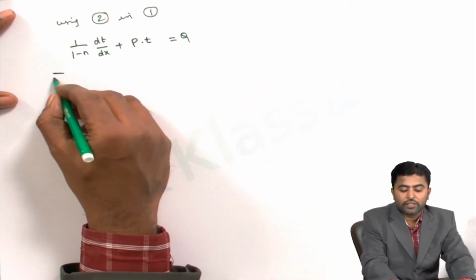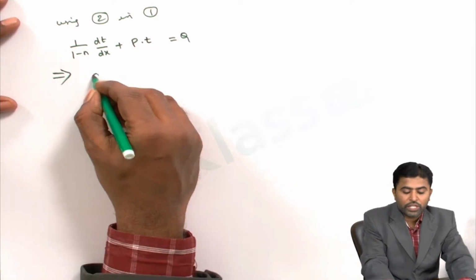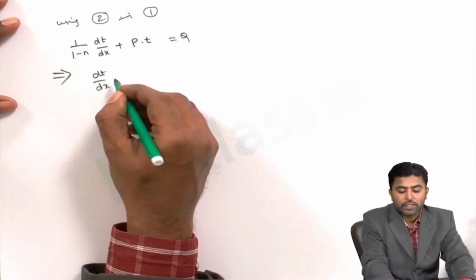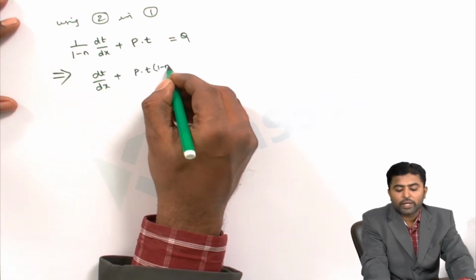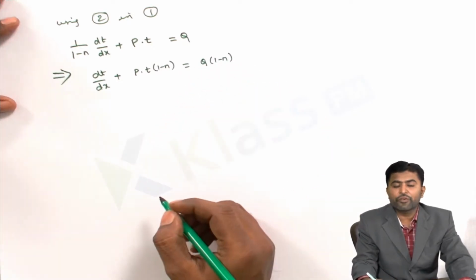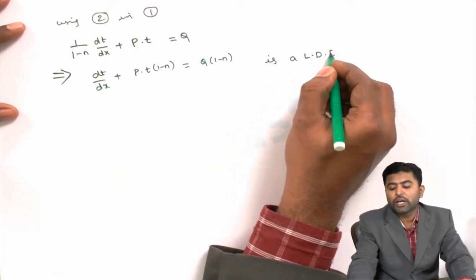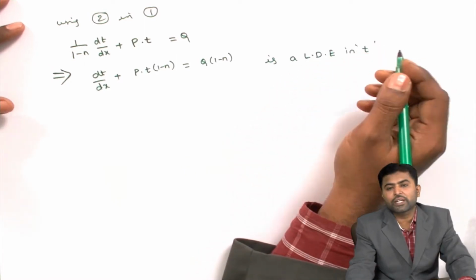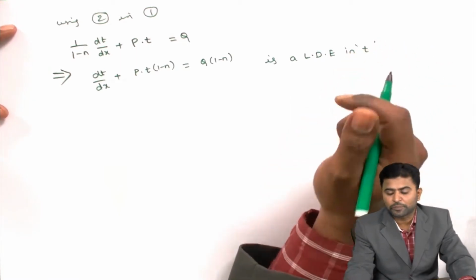Now I'll rearrange this so that I can get a linear differential equation. So dt by dx plus p into t into 1 minus n is equal to q into 1 minus n. If you observe, this is a linear differential equation in t. Once we get a linear differential equation, we know how to write its general solution.